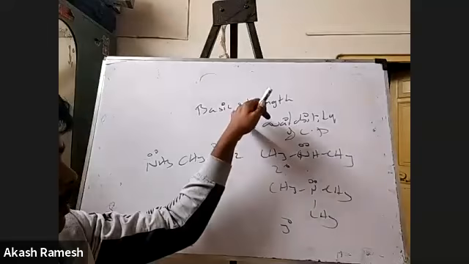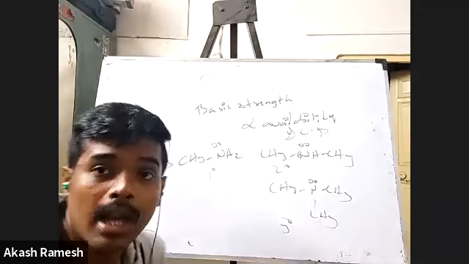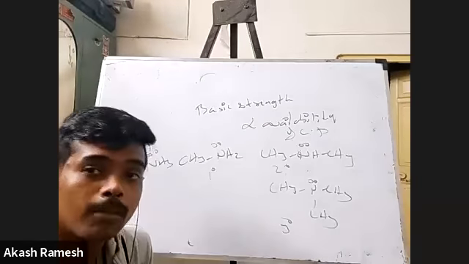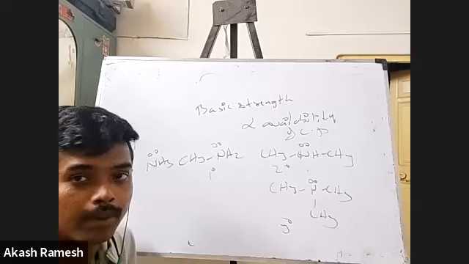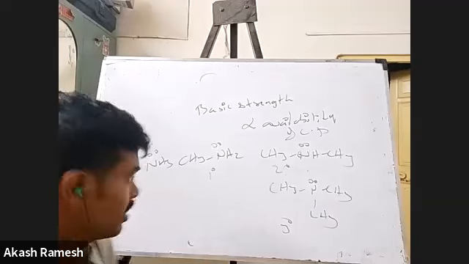Just look at that. Basic strength is directly proportional to the availability of the lone pair. Where do you think the lone pair is more? The structure, sir, the NH3, CH3NH2. Okay, any reasons for that? More lone pair, sir. How do you decide more lone pair availability? Everything has one lone pair.